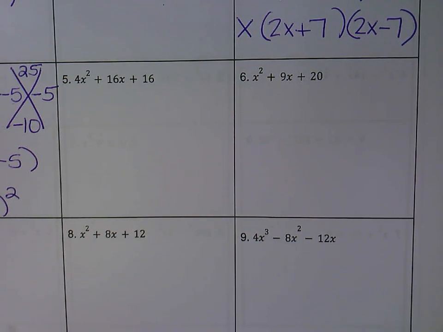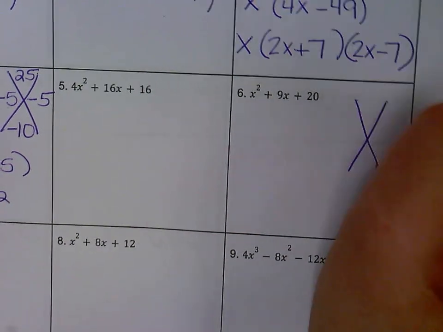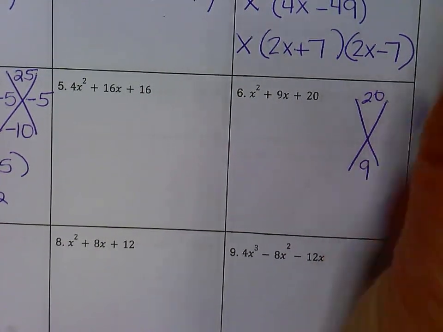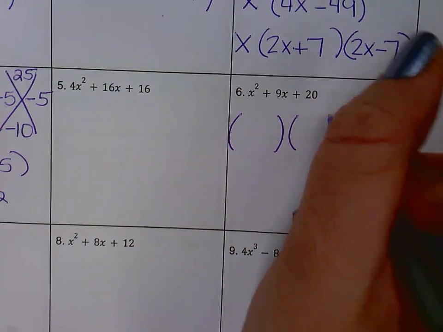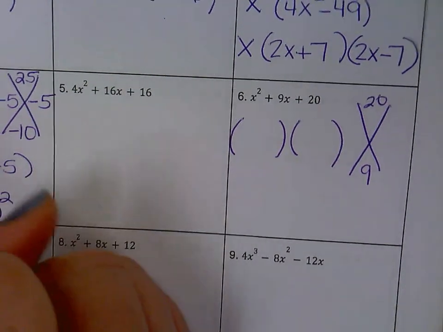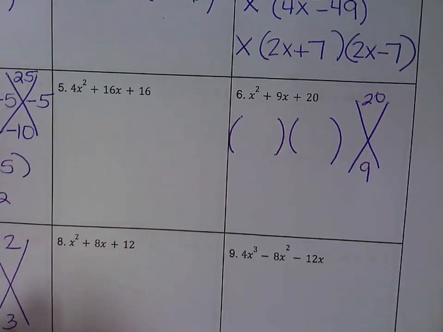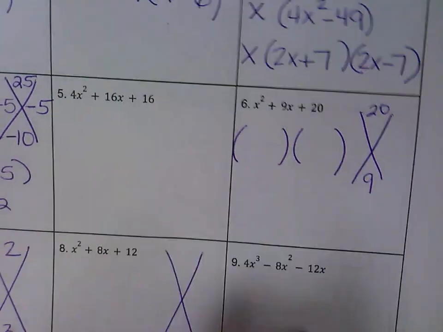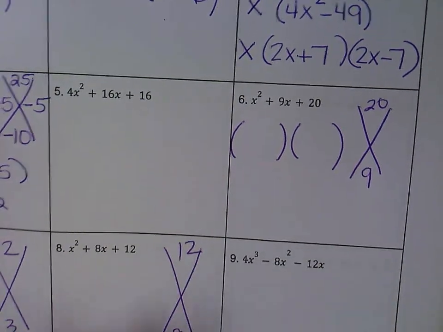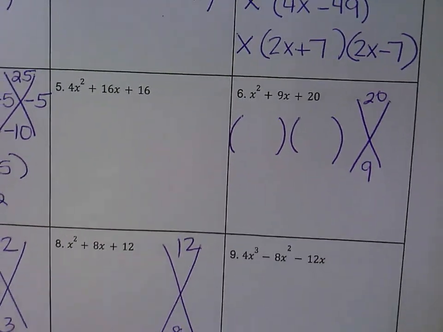Oh, I actually don't have any on here that are going to need the box, because they're all going to divide out that greatest common factor. Well, that's okay. Factors of 20 that add up to 9. Factors of 2 that add up to 3. Factors of 12 that add up to 8.